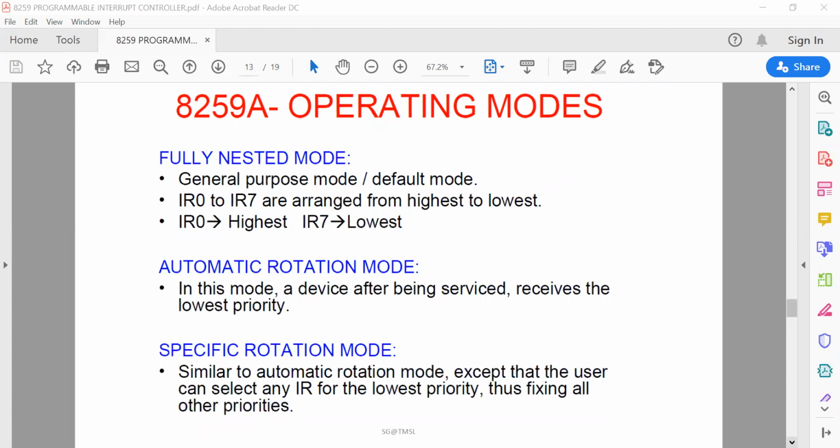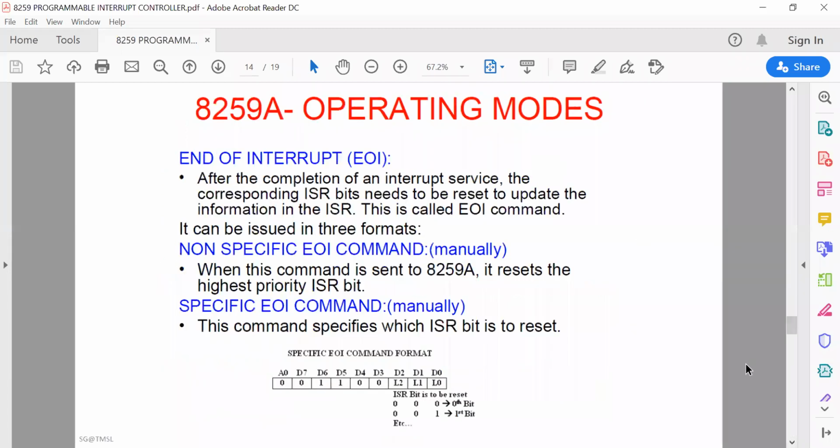The next mode is called the end of interrupt mode. So that means the ISR bit can be reset either using the automatic end of interrupt bit of ICW1 or ICW4, or by an EOI command issued before returning from the ISR. Now there are two types of EOI command mode. One is called the specific, another is called the non-specific. Okay, so specific and non-specific.